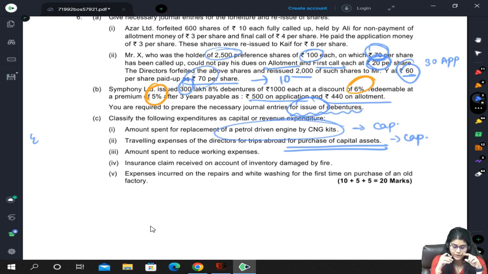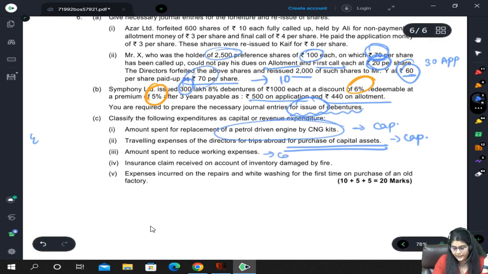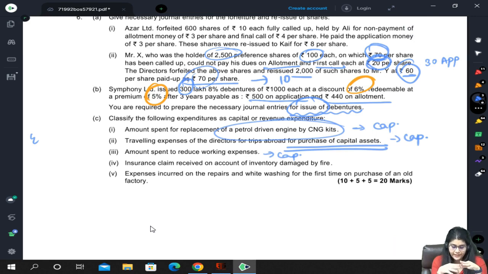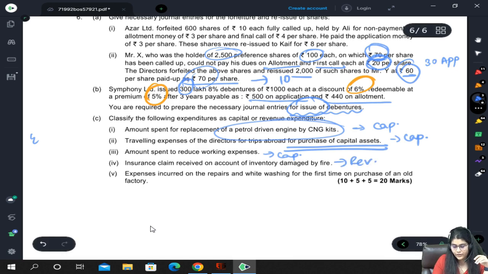Amount spent to reduce working expenses. Now this is not an expenditure which is incurred again and again in a recurring form, but this is a one-time expenditure usually that is spent so that the overall expenditures come down. So again, capital in nature. Insurance claim received on account of inventory damaged by fire. Revenue, because it is for inventory.